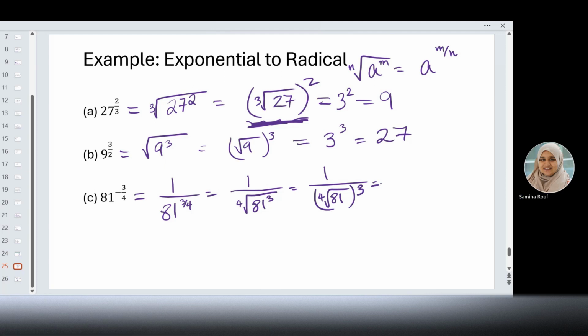So this is the one that I don't know off the top of my head. Okay, so 4th root of 81 is 3. So we get 3 cubed, and that gets you 1 over 27.